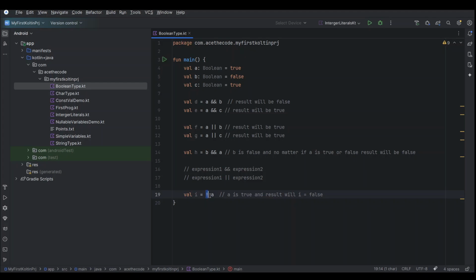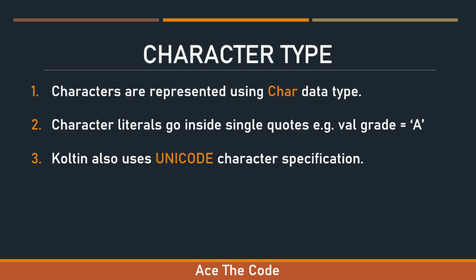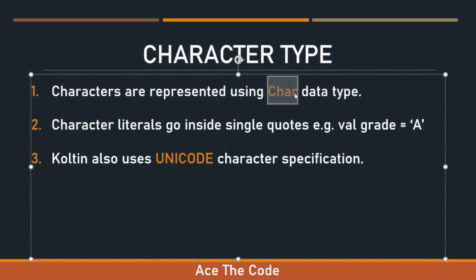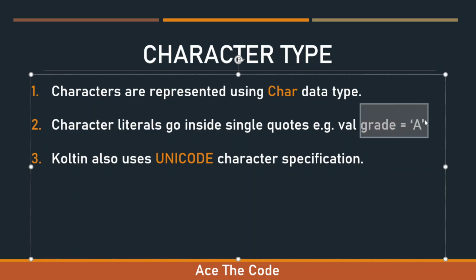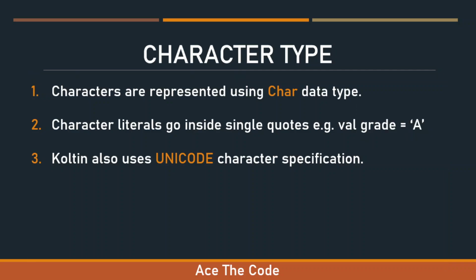Let's discuss the next data type. Next is character data type. For character data type, we have Char as a data type. It is very similar to the Java character data type. Character literals go inside single quotes like this. Kotlin also uses Unicode character specifications.